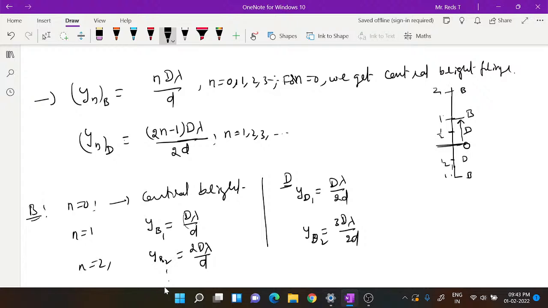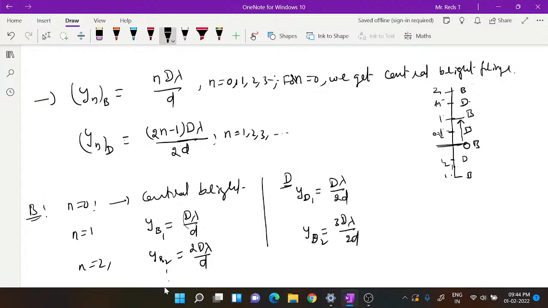But the next dark fringe will be at where? 3dλ by 2d. That means 3 by 2 is 1.5 dλ by d. dλ by d is 1, so 1.5 comes between 1 and 2. So 0.5, 1, 1.5, 2. Here we get the next dark fringe. That means first the central bright you will get, then dark at 0.5, then bright, then dark, then bright. They will be obtained in this way. This is how we can understand the location of these fringes.